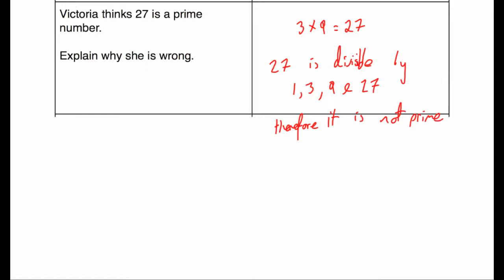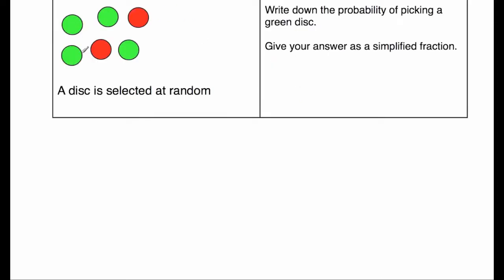Okay, and our next question. So our next question, we've got some discs. We've got green, green, red, green, red, green. And it says a disc is selected at random, and it says write down the probability of picking a green disc. So we've got 1, 2, 3, 4 greens, and altogether there's 6 discs. So the probability of getting a green is 4/6.